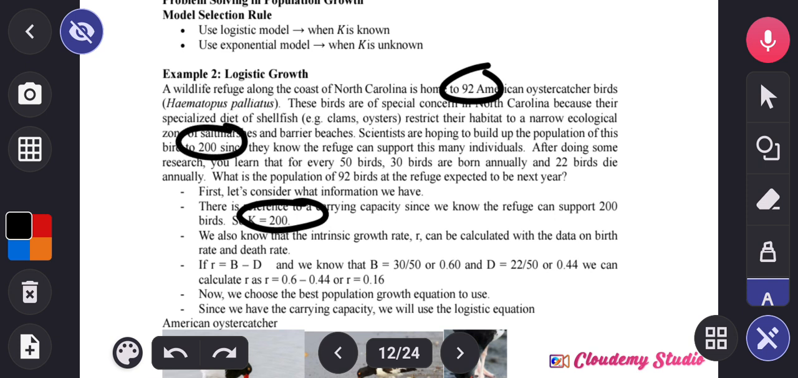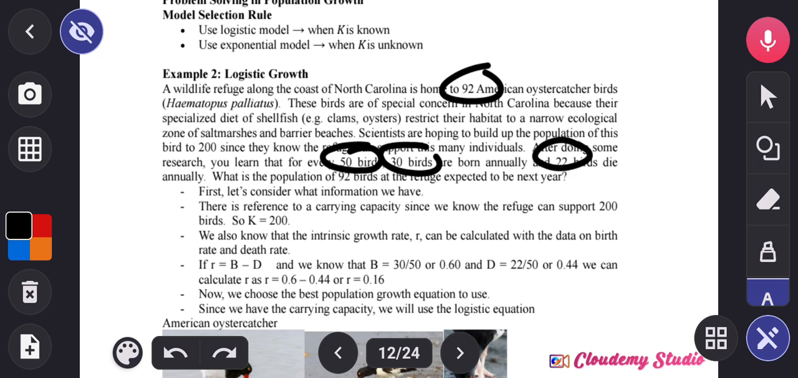They now give the birth rate. Now look at it. They said that scientists are hoping to build up the population to 200, since they know that the refuge can support this many individuals. After doing some research, you learn that for every 50 birds, 30 birds are born annually and 22 birds die annually. What is the population of the 92 birds at the refuge expected to be next year?